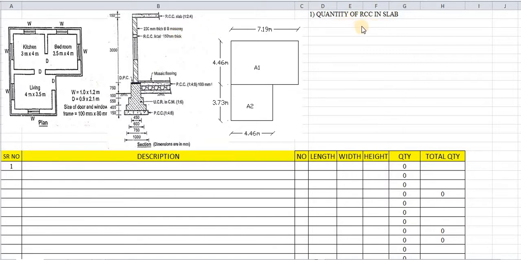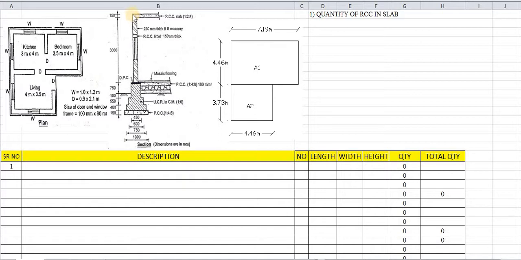The RCC is to be measured in meter cube. Just for a convenient way to find out the quantity, this section figure will clear all the ideas. What this section figure indicates is nothing but the brickwork. This vertical wall is nothing but the brickwork. Where has the RCC slab been laid? It is touching the external vertical wall.